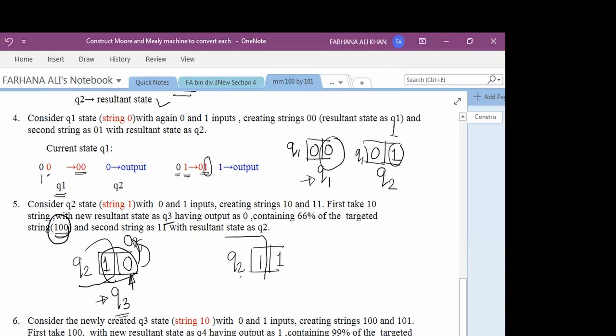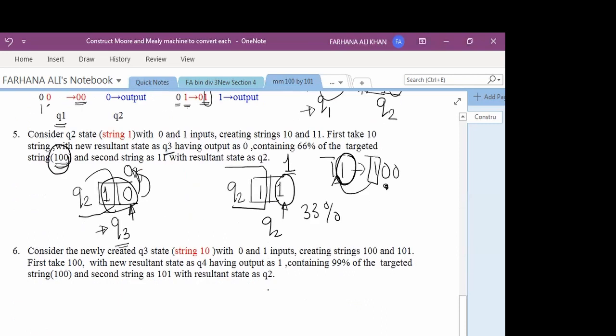Now this is again Q2 having the string 1 with the next input symbol as 1, generating the string 1, 1. Now we are going to compare 1, 1 with 100. After this 1, we have this bit as 1, but the next bit is 0. So it is going to contain only the first portion of your required string, that is 33% of the required string. So if we have the next bit as 1, it is going to generate output as 1. Which state was generating output as 1 if the input was 1? It was Q2. That's why the resultant state will be Q2 only.